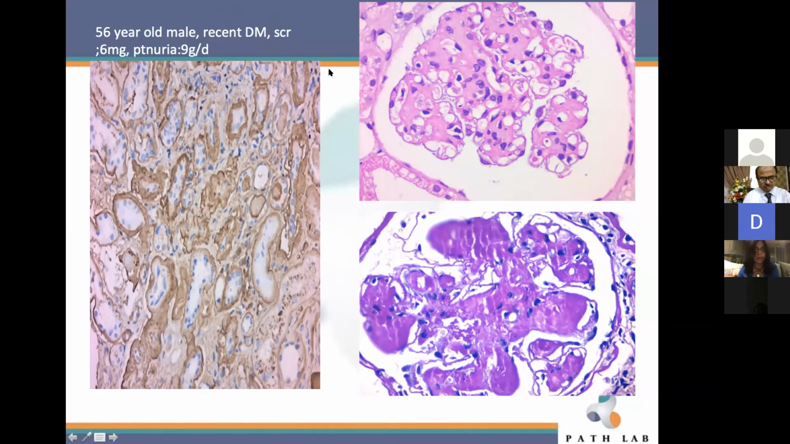If he's a recent diabetic, why is serum creatinine 6 and proteinuria 9 grams? At least the pathologist would have raised the question. This is how risky it is to be careless in writing clinical information to your pathologist.